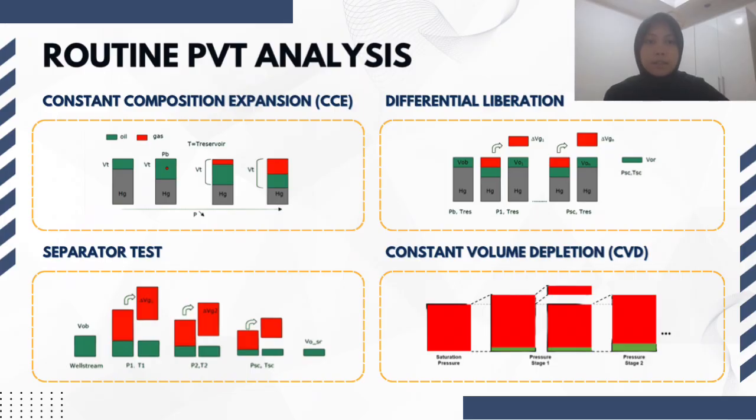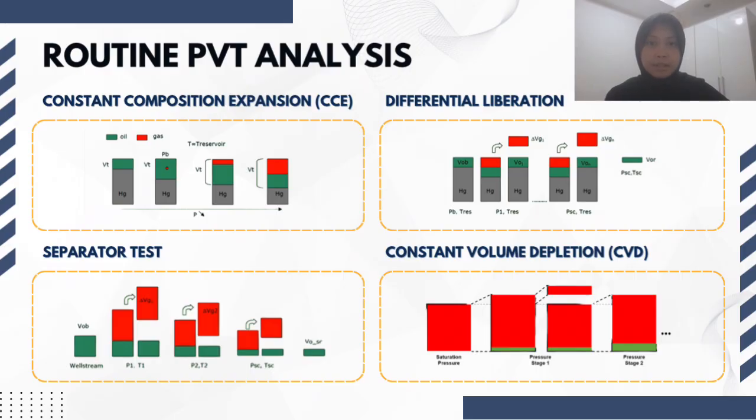The first task is called constant composition expansion, or CCE. This task is conducted at reservoir temperature to determine important properties such as bubble point pressure and also oil formation volume factor. The sample is expanded at constant composition while reducing pressure to observe phase behavior and gas liberation in a closed system. And this task helps us understand the compressibility and also volumetric behavior of the reservoir fluids.